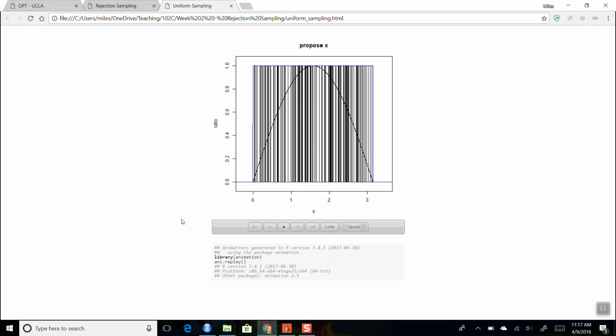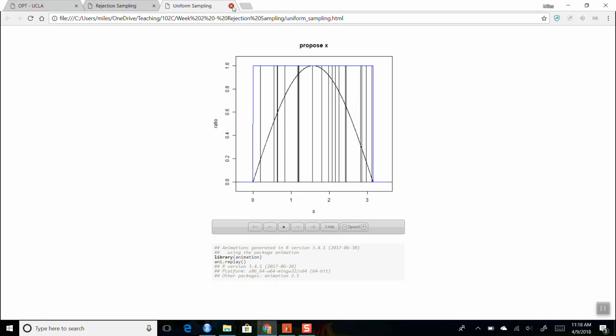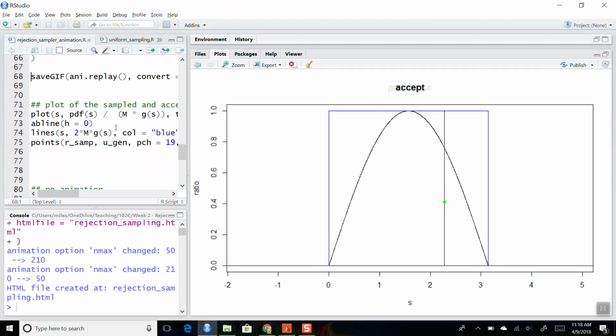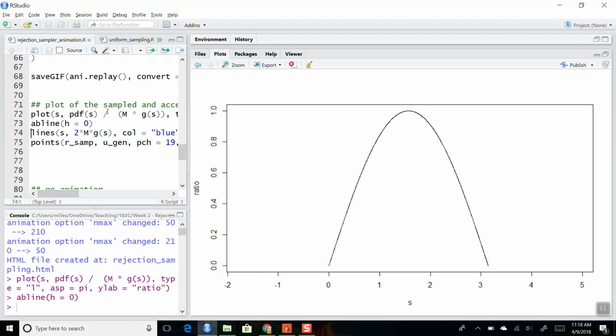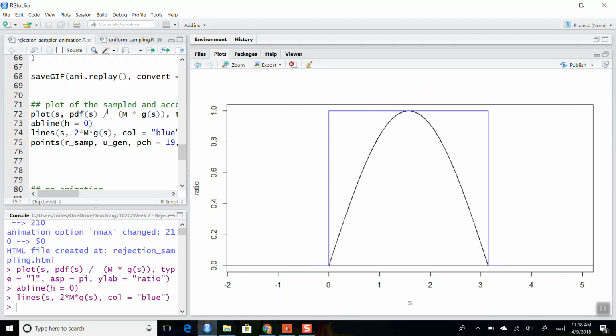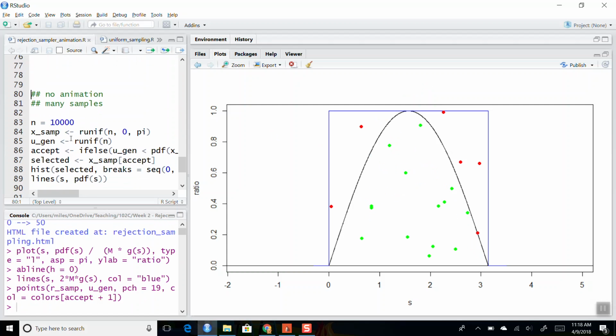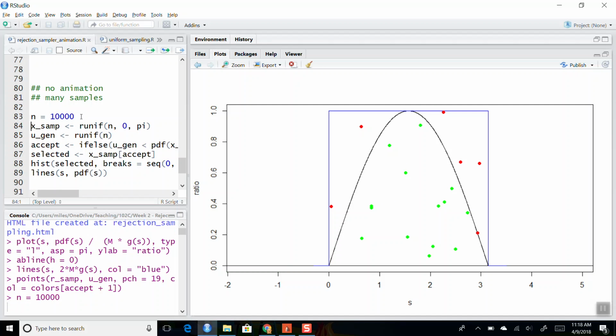So we're getting lines all over the place here. Let me also show you. In this run, I think I had a total of 20 points sampled. You can see the ones that are under the curve get accepted, and the ones outside of it get rejected.